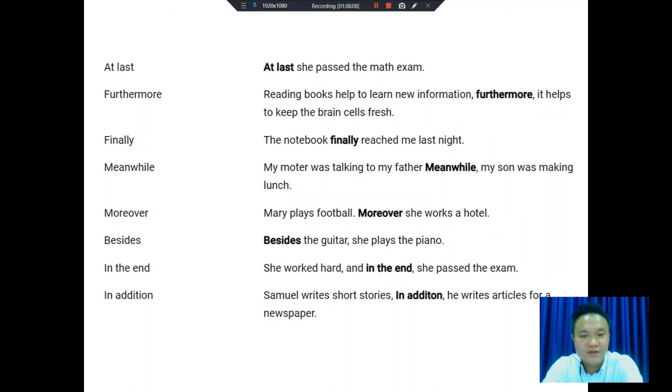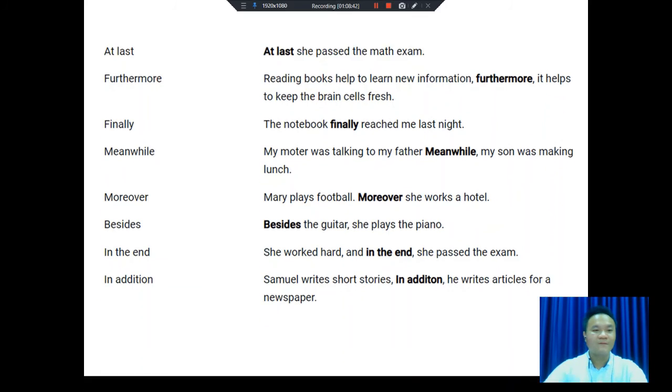Moreover, Mary plays football. Moreover, she works at a hotel. Besides the guitar, she plays the piano. So next one, she worked hard and in the end, she passed the exam. In addition, you are adding more information by using this cohesive device. Samuel writes short stories. In addition, he writes articles for a newspaper. That means not just writing short stories, he is also writing articles for the newspaper. You are adding more things.